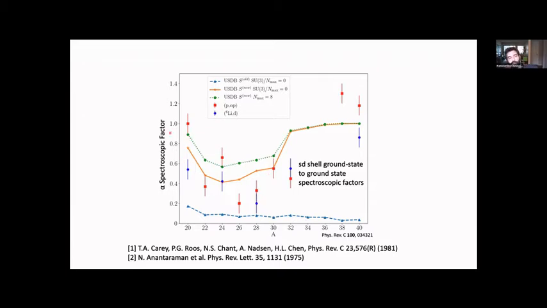You start off somewhere here, and then you go down, but then eventually, once the shell is full, you now have high spectroscopic factors again. That is not the case for the theoretical prediction if you use the traditional version of the spectroscopic factor. So what you get is spectroscopic factors that are small and just keep getting smaller and smaller as you increase the mass of the system.